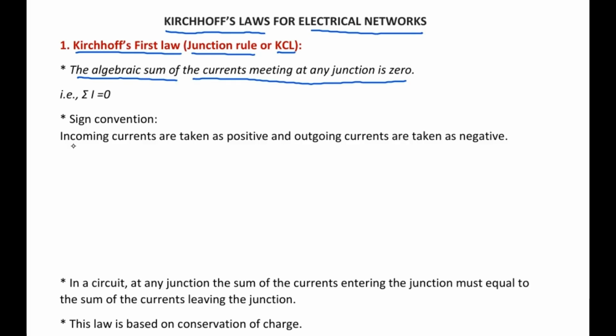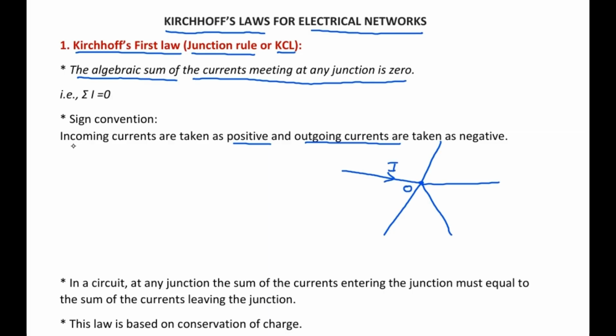Here we will follow one sign convention. What is that? Incoming currents are taken as positive and outgoing currents are taken as negative at a given junction. You are aware of a junction, I think so. Suppose a few wires are meeting at a point. This point where all the wires are meeting is called a junction. We are naming it O.